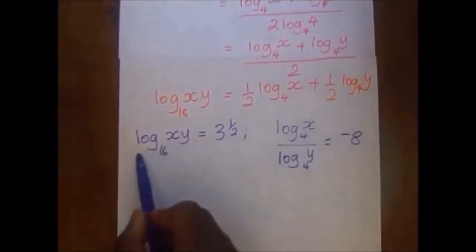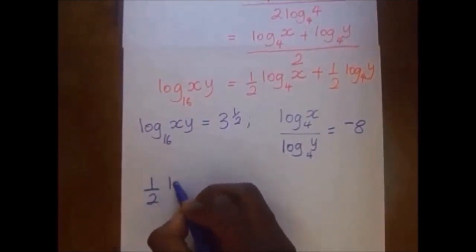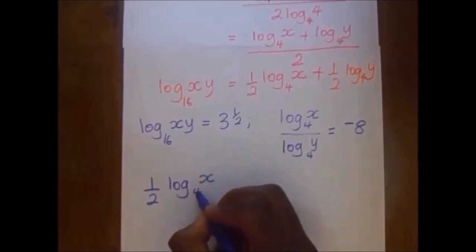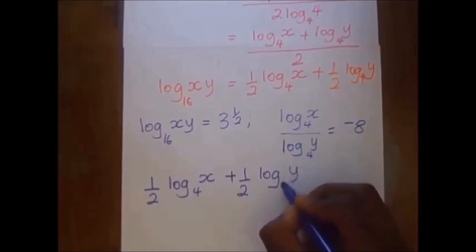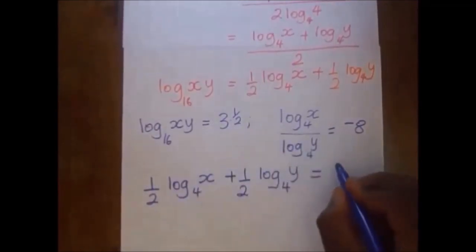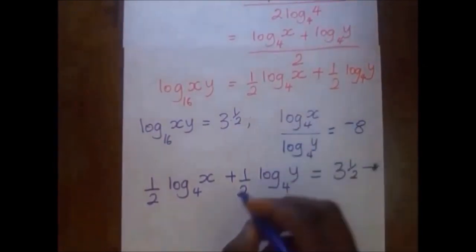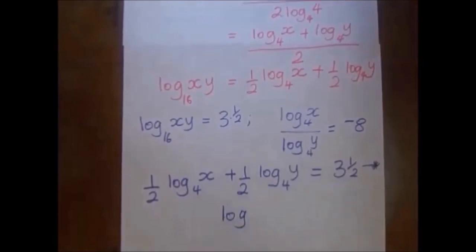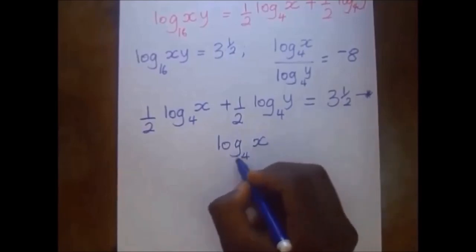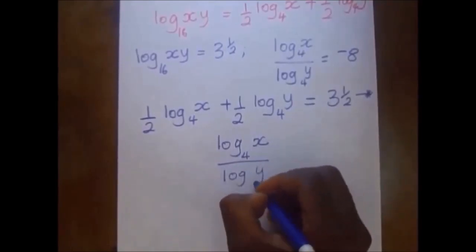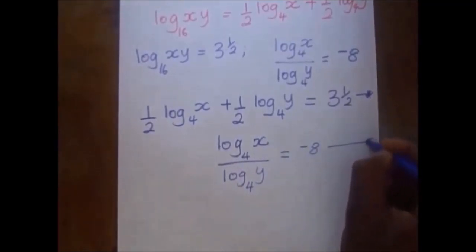So we modify our first equation and it becomes a half the log of x base 4 plus a half the log of y base 4 is going to be equal to 3.5. That is our equation 1. Then also the second expression here is going to be the log of x base 4, divided by log of y base 4. This is going to be equal to -8. That is our second expression.